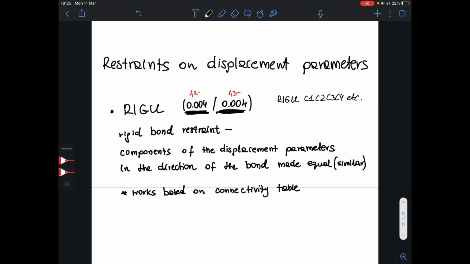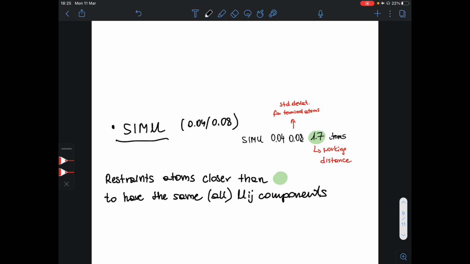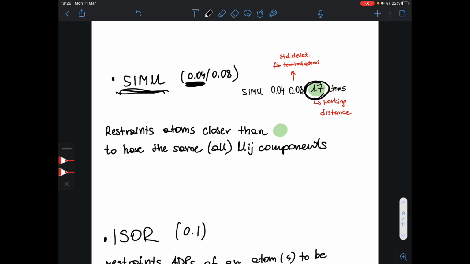So it's different to another restraint that I'm going to introduce to you now, SIMU. SIMU works through space. What SIMU does is it restrains atoms closer than a given distance, by default 1.7 angstrom, to have similar displacement parameter components, not only those in the direction of the bond, but all of them. Because of that, its strength by default is smaller than for RIGU. And SIMU, as I said, works through space.